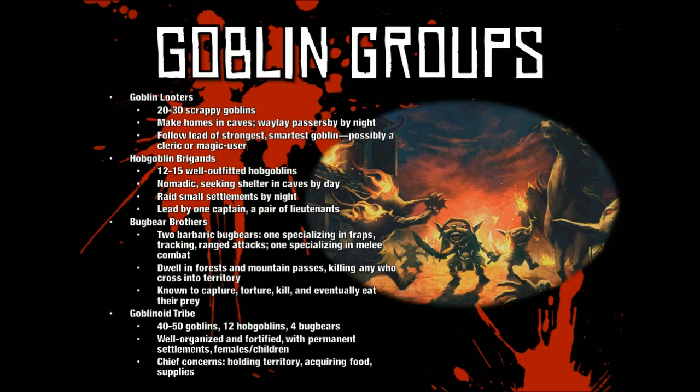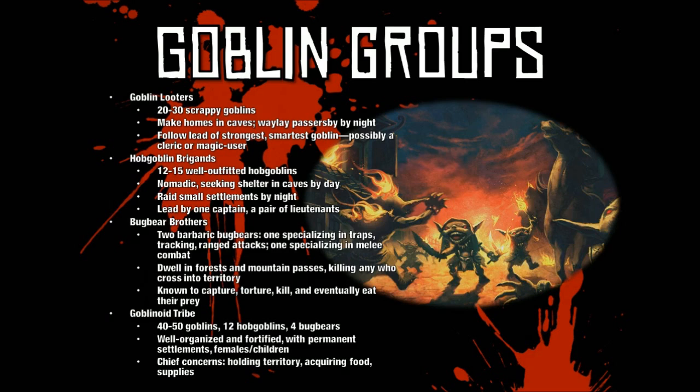With 12 to 15, you've likely got one captain and a couple of lieutenants that are leading the rest of them, and likely they have a good amount of melee fighters, a few archers, possibly even a cleric or a magic user supporting the rest of them. So a small but well-armed group of hobgoblins can be quite deadly in the right circumstances.